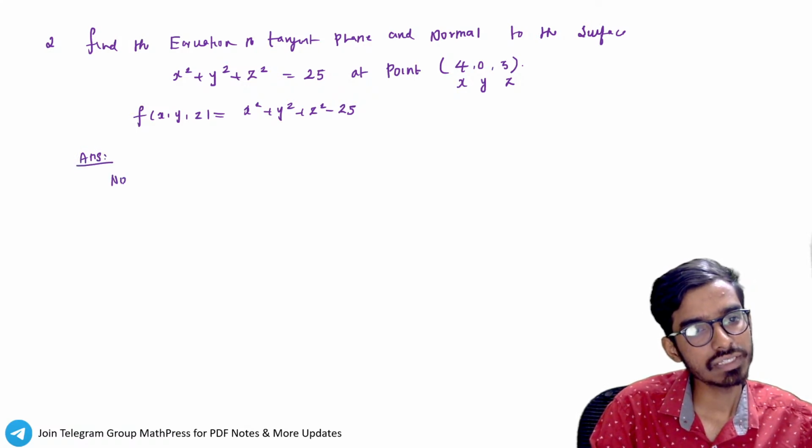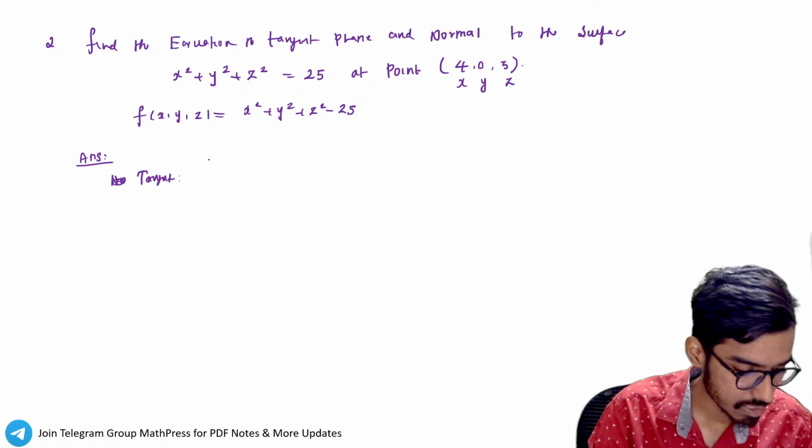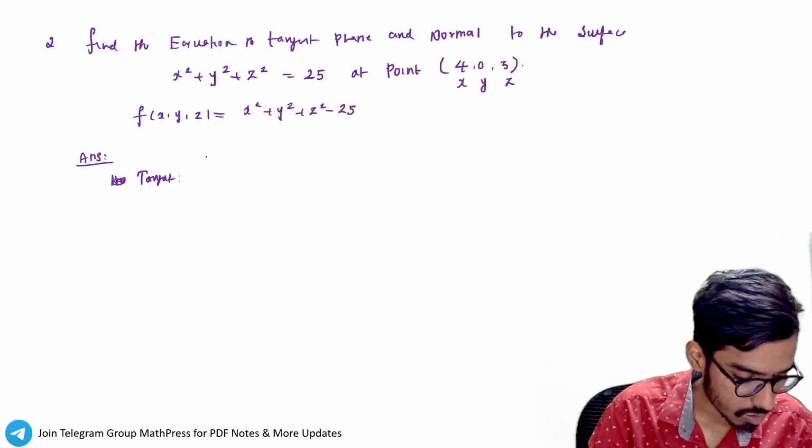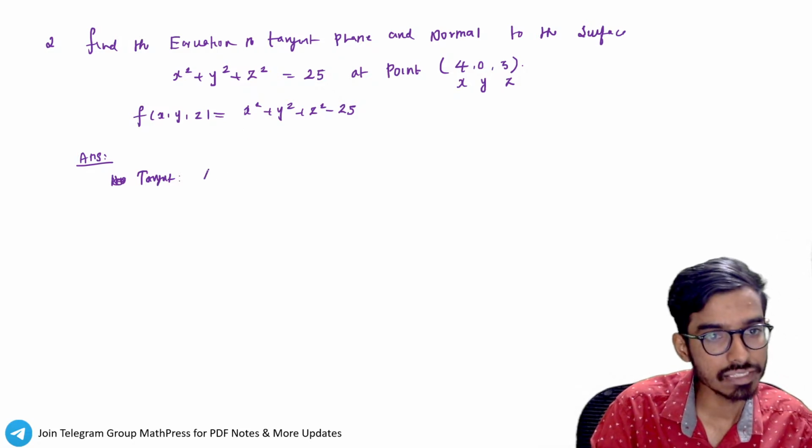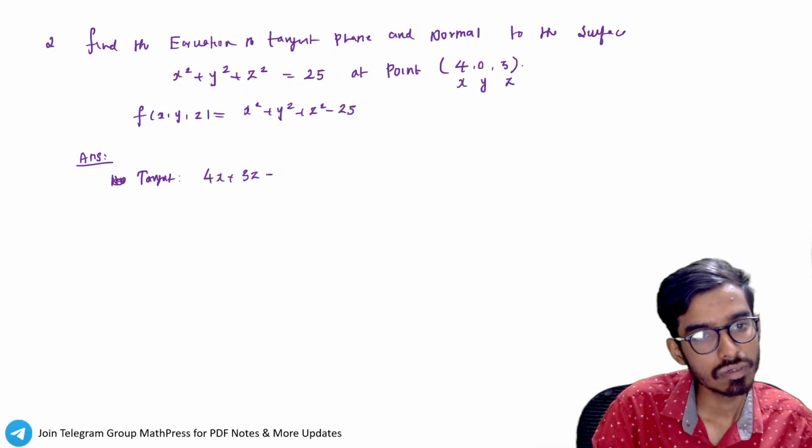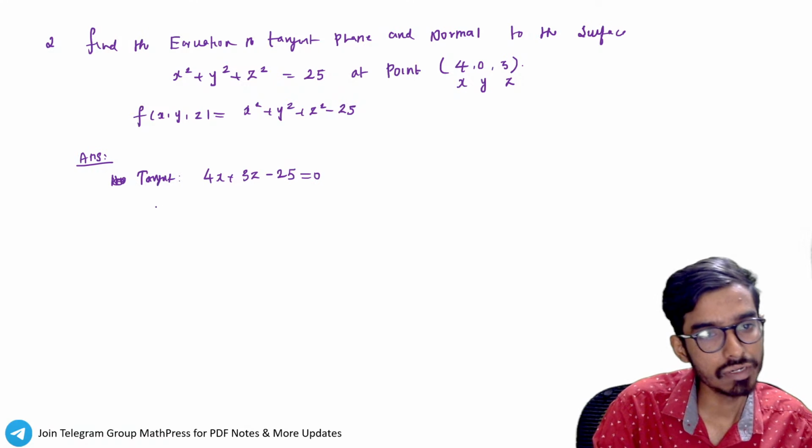So the equation of tangent plane is 4x plus 3z minus 25 is equal to 0.